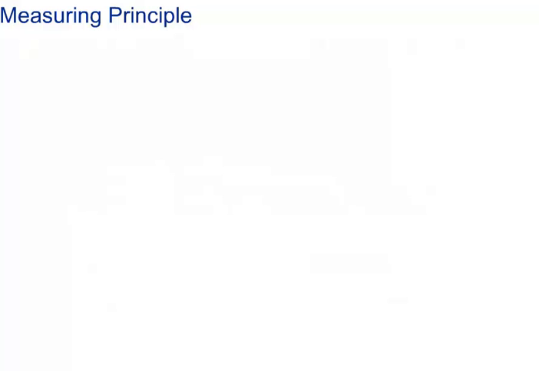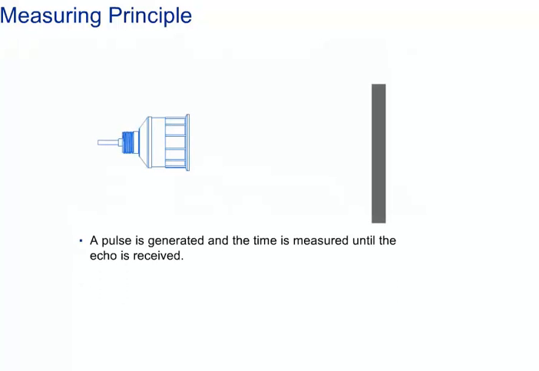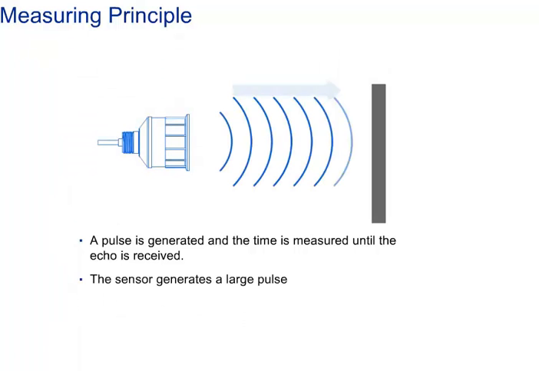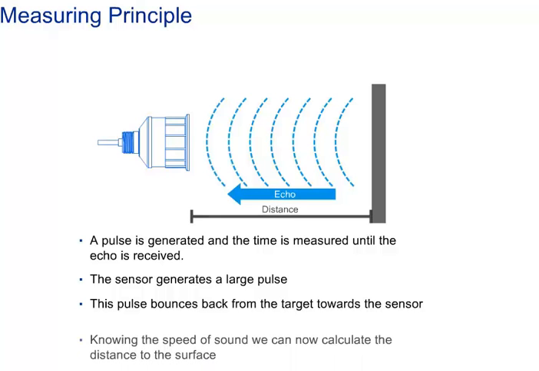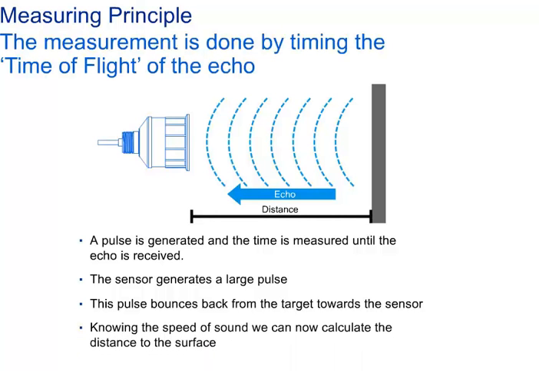To measure distance, the instrument generates an ultrasonic pulse and measures the time until an echo is received. I'd like to illustrate how this pulse travels using a simple drawing. Here you can see how a sensor generates a pulse. This pulse travels to the target and then bounces back towards the sensor. Knowing the speed of sound, we can now calculate the distance to the target.